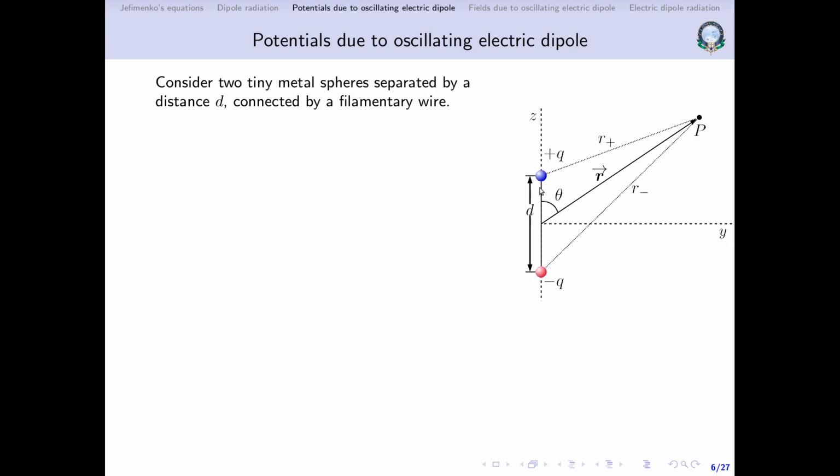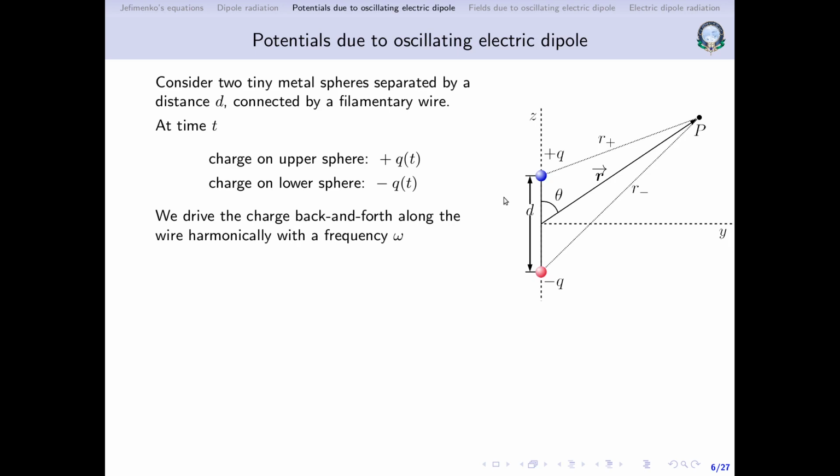So we have a filamentary wire connecting these two metallic spheres, and let's say I'm able to induce some positive charge in this sphere, then correspondingly the same amount of negative charge will be induced over here. As a result we get a dipole. To distinguish between them, I have given positive charge the blue color and negative charge the red color. At time t, let's say on the upper sphere the charge is plus q, and on the lower sphere the charge is minus q.